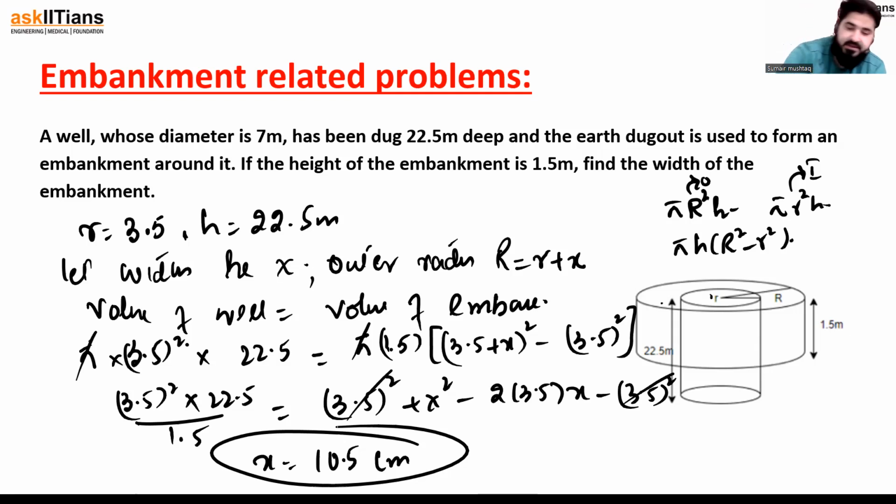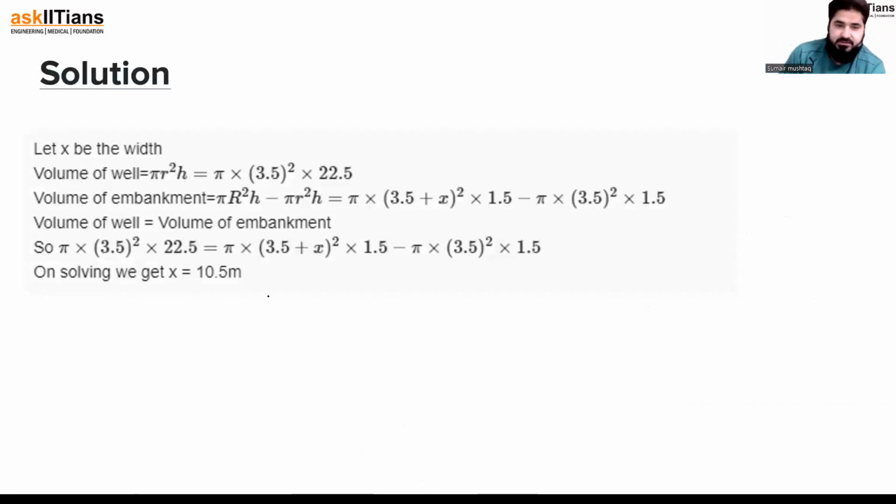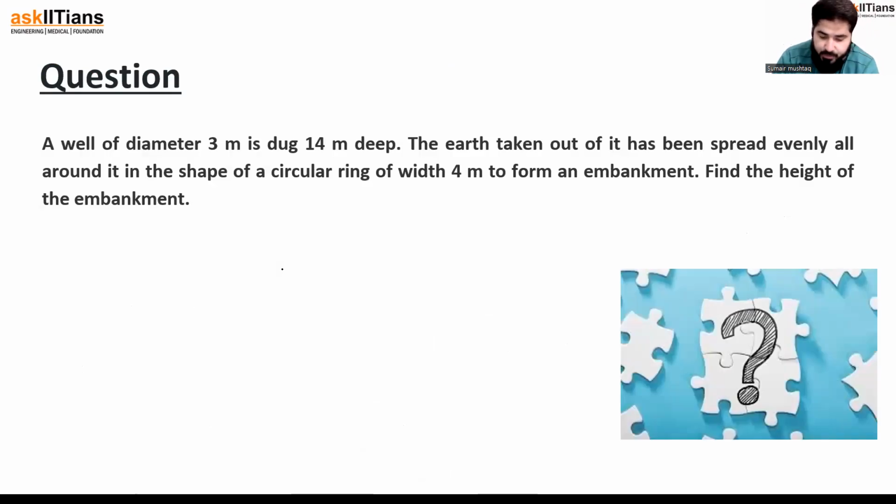Fine. Is that thing clear? Now, this is the solution of this question. We can check it. Now, again, one more question. A well is 3 meter in diameter. So what will be its radius? Can I say it will be 3 by 2? And its height is equal to 14 meters, so it will be 14 meter in height for the well.